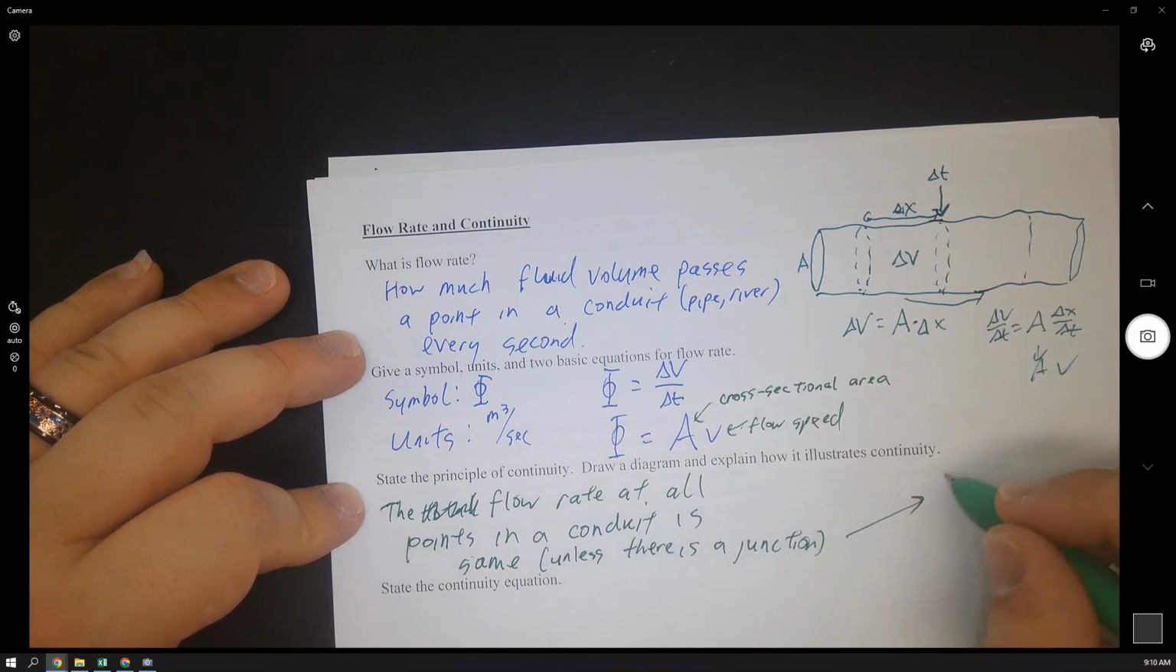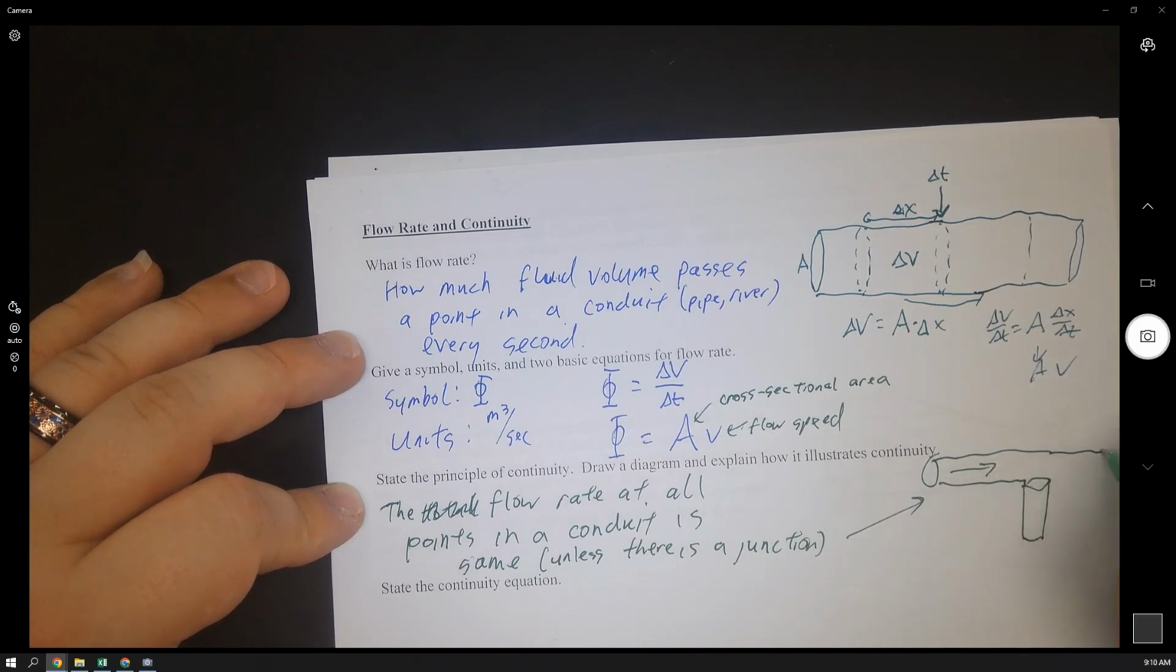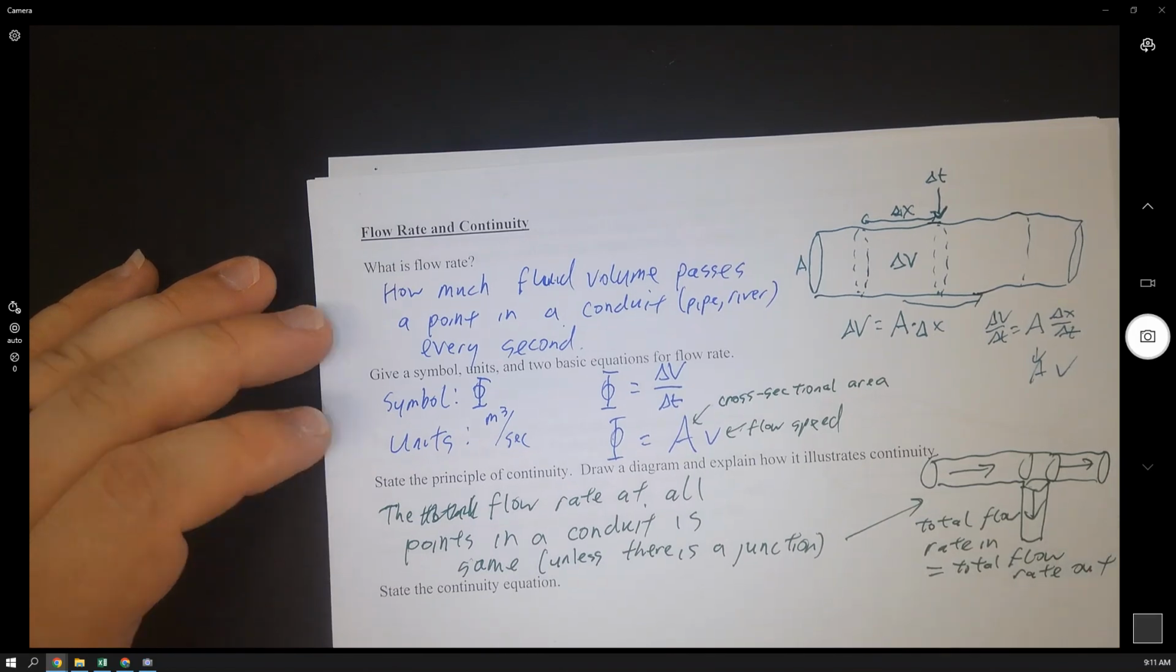And here's what a junction looks like, okay? A junction looks like this. If you have fluid flowing in, and then there's like a T where there's some flowing out, but then there's also some flowing out that way, right? Flowing out and flowing out. In this case, the total flow rate in equals the total flow rate out if there's a junction.